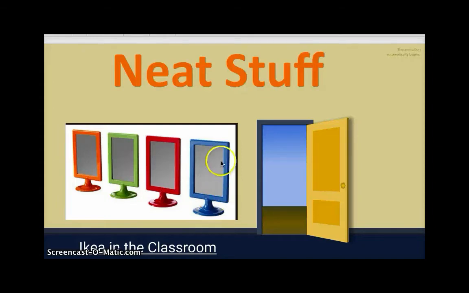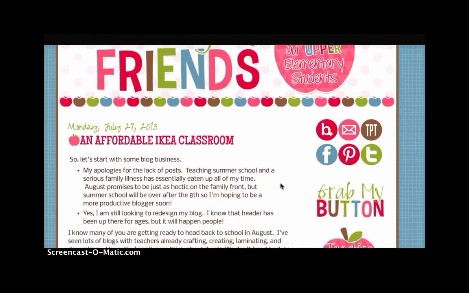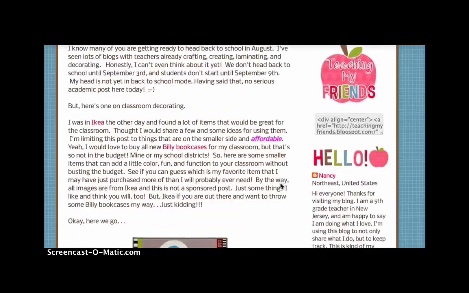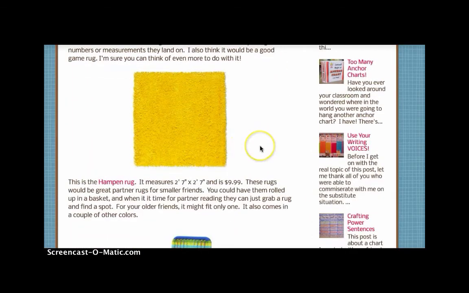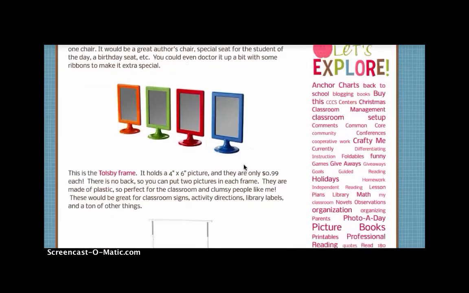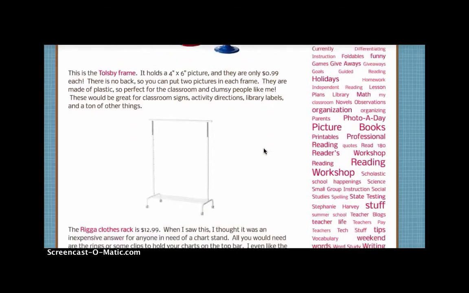Here's a neat idea. These little frames are available from IKEA, and they're 2-sided frames. The site is called Teaching My Friends, and this person wrote a blog post about how affordable the IKEA classroom can be. So I love that as you scroll through the post, they show different things that they've purchased through IKEA and even give the prices of these great features. So here's the little frames that we had purchased. Actually, I got them from my friend Naomi Harm.